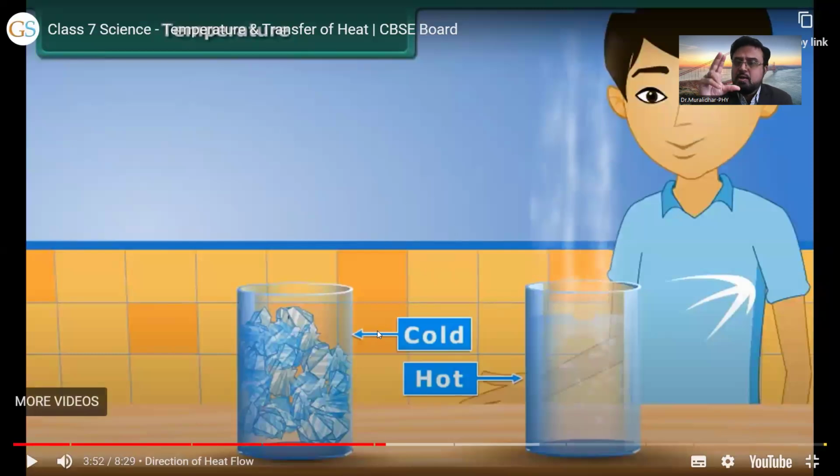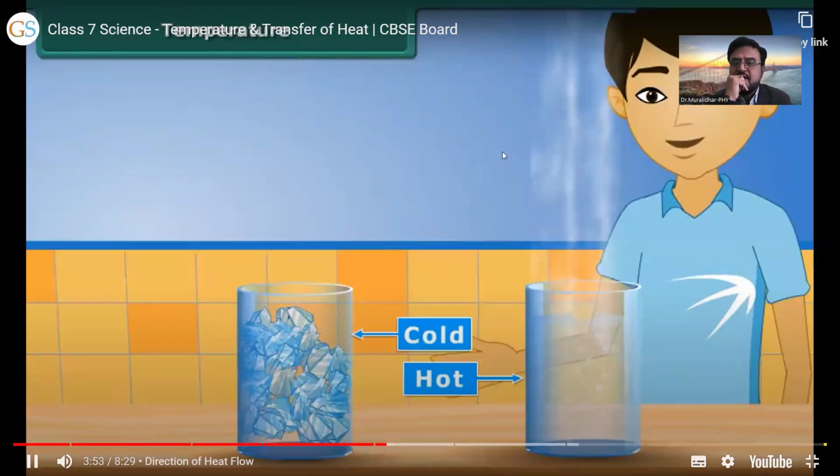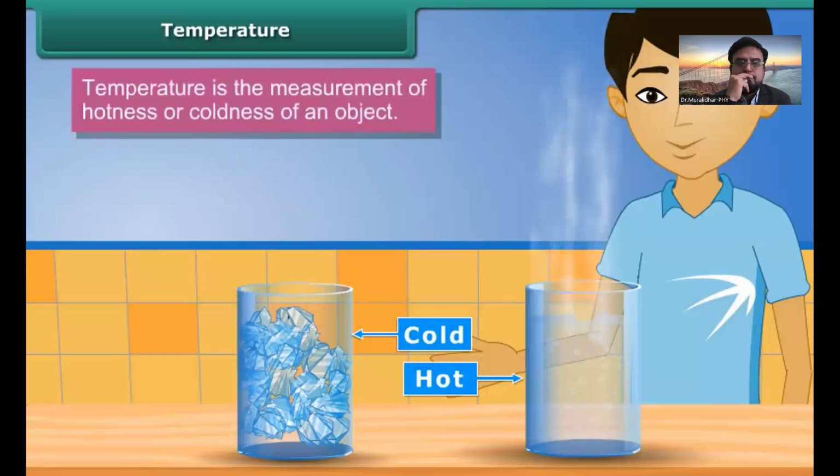So what you have to do is, suppose your parent gives you hot milk. Take that and place it in a bowl containing cold water for some time. After some time, the heat from hot milk transfers to cold water. So milk becomes cold and water becomes hot. That you can experience. Simple experiment you can do. Direction of the flow of heat is from hot to cold.